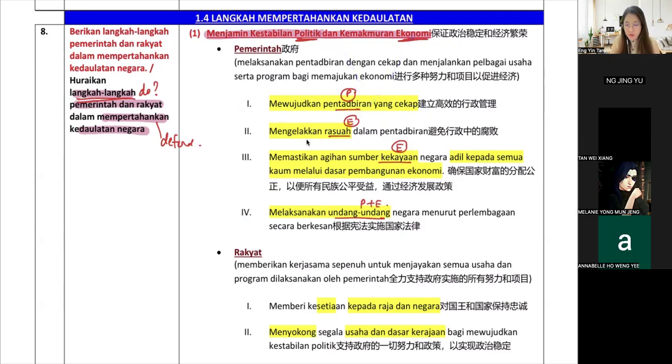Okay? I got some students, they say, teacher, can I go for undang-undang? Can. Undang-undang is actually for politics and economy. Okay? Is to make sure the politics stable and the economy development. Normally this one students don't remember because too long. Okay, but I still need to explain. Memastikan agihan sumber kekayaan. What is agihan? Distribution. Agihan sumber kekayaan is wealth distribution. 财富分配.